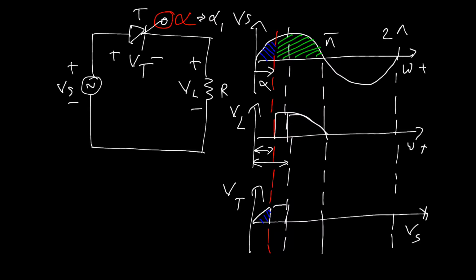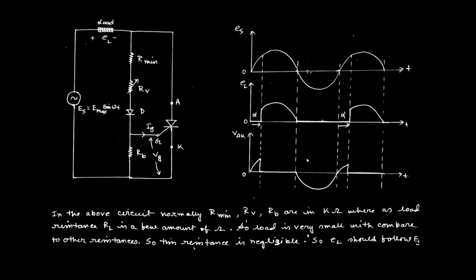Now we can go into the topic of the resistive firing circuit. This is a schematic circuit diagram of the resistive firing circuit, in which we are using the AC supply, that is ES equals E max sin omega t. A load is there, and the load voltage is defined by, suppose, EL. Three resistances are there to design the proper resistive firing circuit along with a diode. This is the gate terminal of the thyristor. This one is the anode and this is the cathode. The voltage across gate to cathode is, suppose, VG, and the gate current is, suppose, IG.